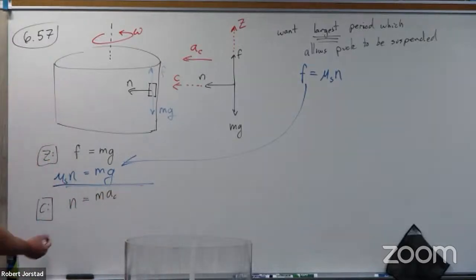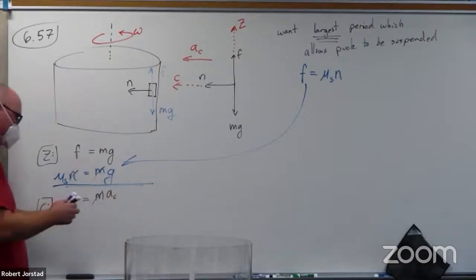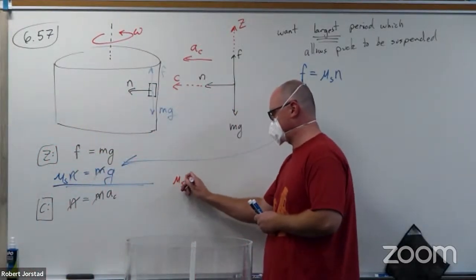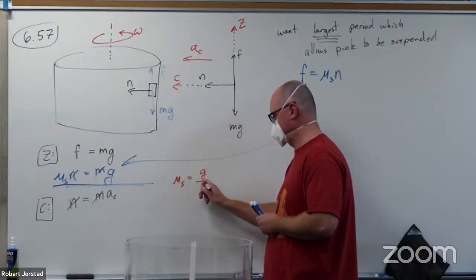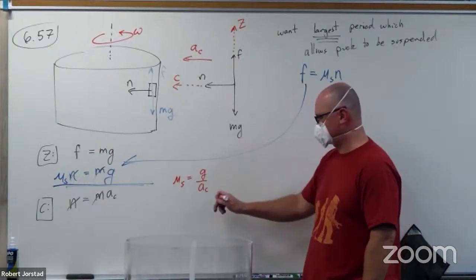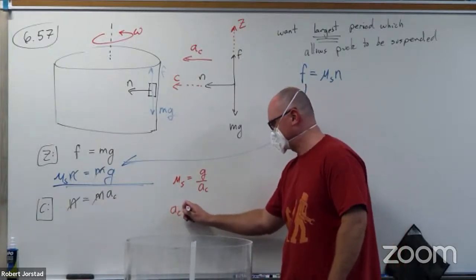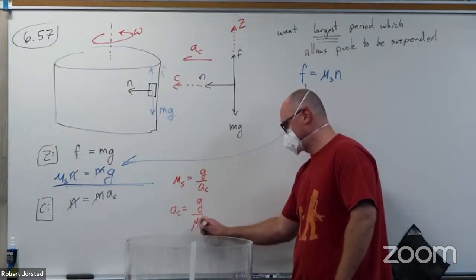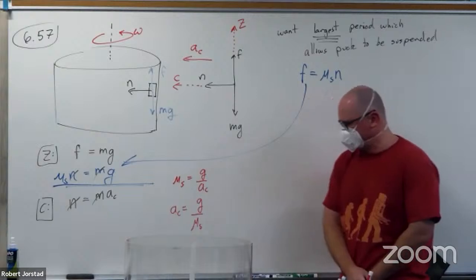What would Horatio do? Oh yeah. Got it? Out of all this, what do we get? I need to rewrite this. Looks like we get mu static equals G over AC. The M's drop, the N's drop. Let's solve this for AC. G over mu static.